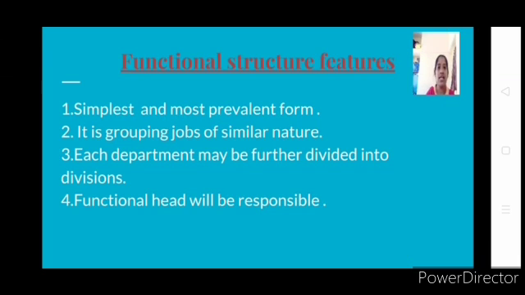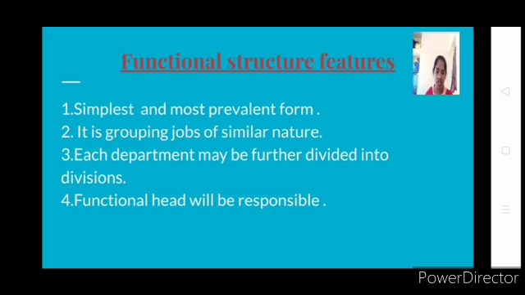Here we have features, like it is one of the simplest and most prevalent forms. So many organizations will adopt this form of organization because it is simple. Entire organization can be grouped according to the functions they perform. Hence we say it is one of the simplest and oldest forms of organization. Then second, it is grouping of jobs of similar nature, that we have understood.